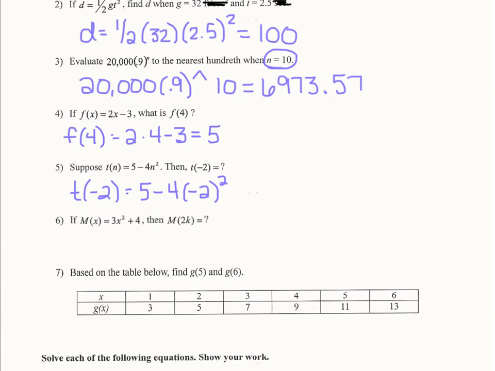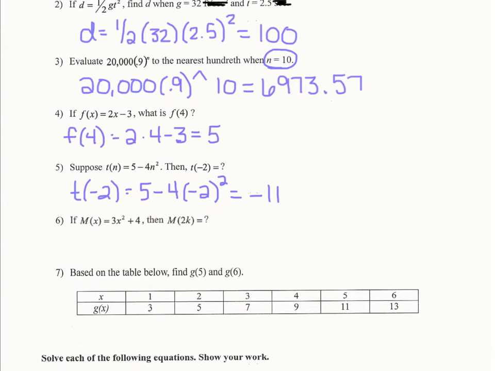If you're going to do it by hand, be careful. You cannot do the 5 minus 4 first, because this 4 is being multiplied by this, so you can't combine it with the 5. Okay, you would have to do the negative 2 squared first, then multiply it by 4, and then subtract it from 5. Should end up on that one with negative 11, I believe. Yep, because that's going to be 16.